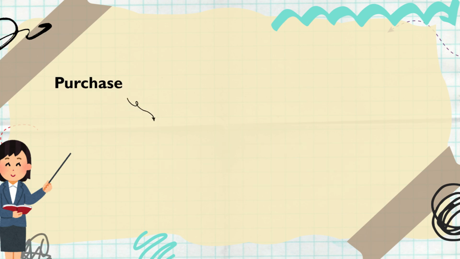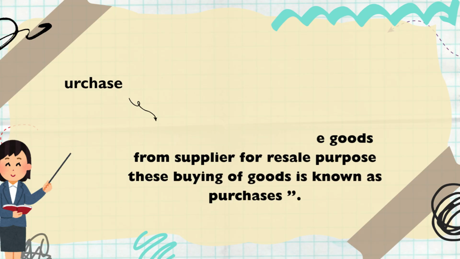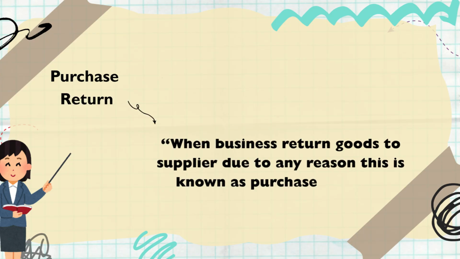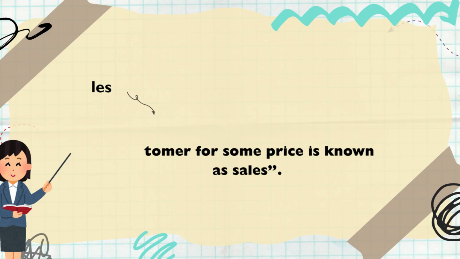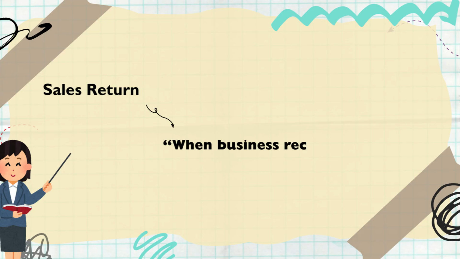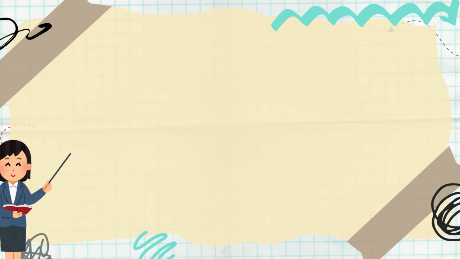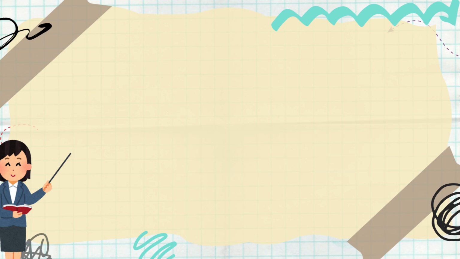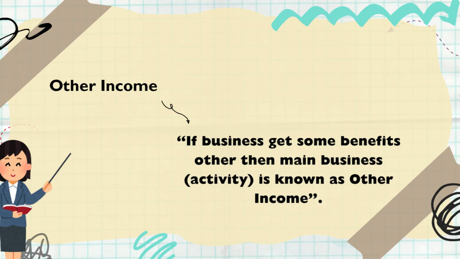Purchases. When a business purchases goods from a supplier for resale purposes, the buying of these goods is known as purchases. Purchase return. When a business returns goods to the supplier due to any reason, it is known as purchase return. Sales. When a business gives goods to a customer for a price, it is known as sales. Sales return. When a business receives goods back from a customer due to any reason, it is known as sales return. Expense. Spending by the business on running its daily operations is known as an expense. Other income. If a business receives some benefit other than its main business activity, it is known as other income.